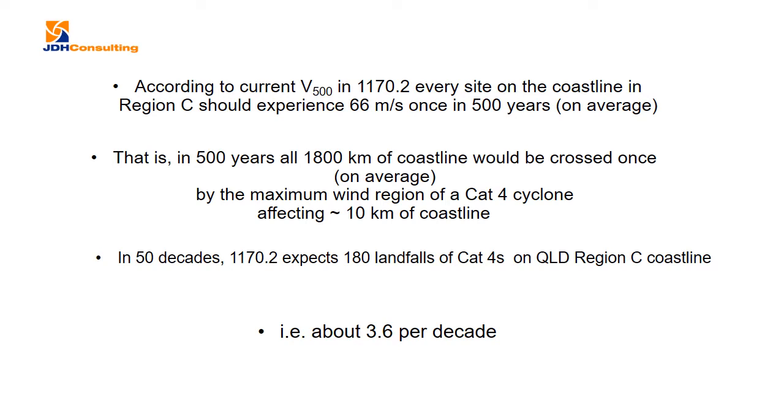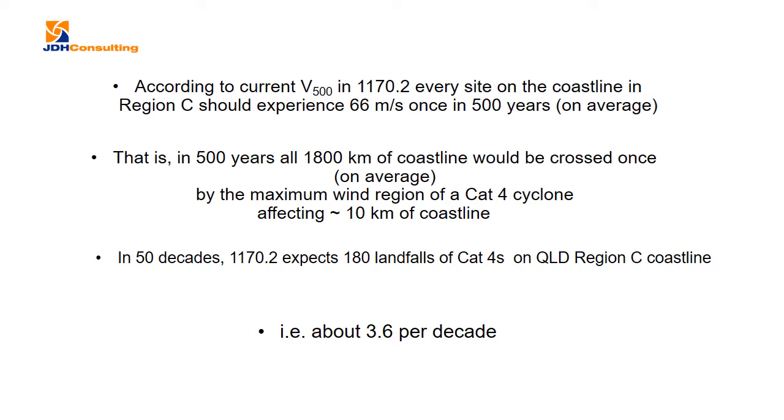for Region C. Now the value in 1170.2 for Region C, V500, the 500-year average recurrence interval, is 66 metres per second. So what that's suggesting is that if the region boundaries are correct, every point along that 1,800 kilometres of coastline would see 66 metres per second once in a 500-year period, on average. So we have 10 kilometres being affected by a single storm.